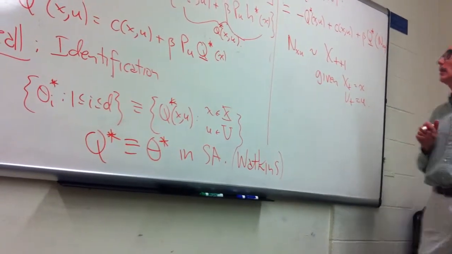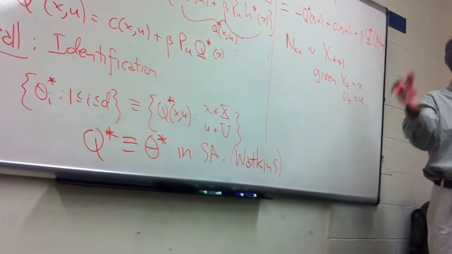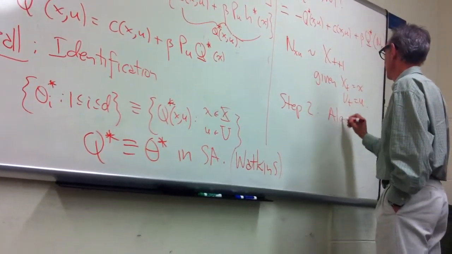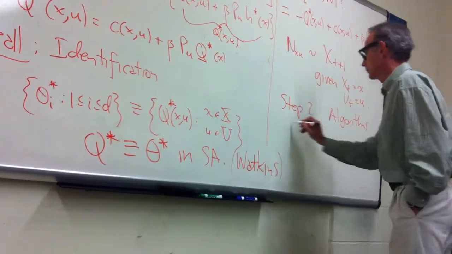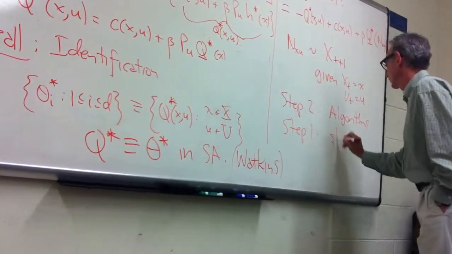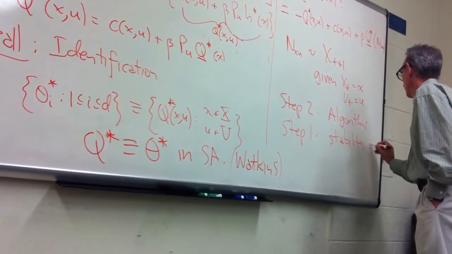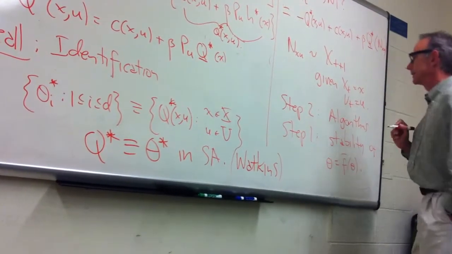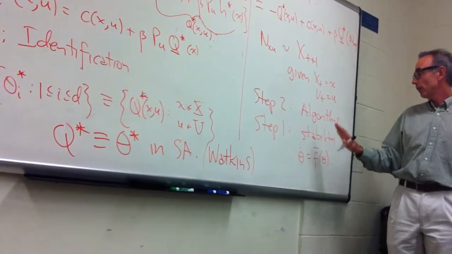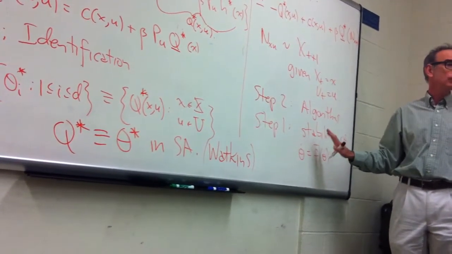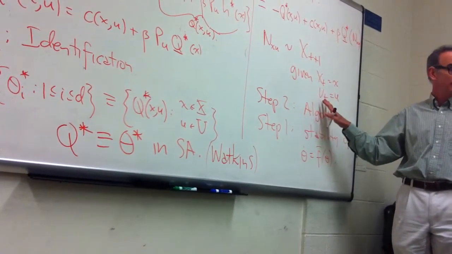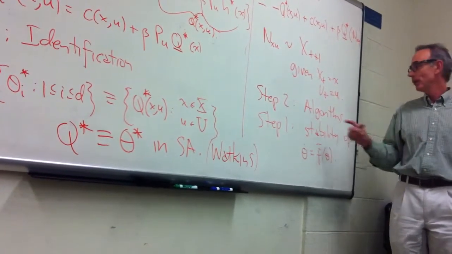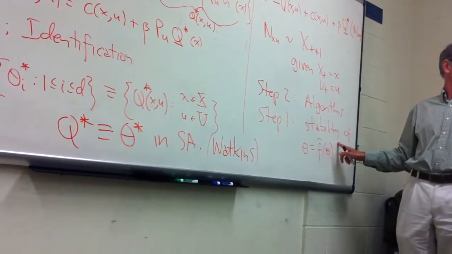So now let me give you some algorithms. Let me jump to the algorithm. Let me jump to step two before step one. Remember that I was supposed to first go to step one, look at the ODE and make sure it's stable. And once I do that, I get a stochastic approximation algorithm. It's pretty easy to jump to the algorithm and just look at the ODE side of things afterwards.